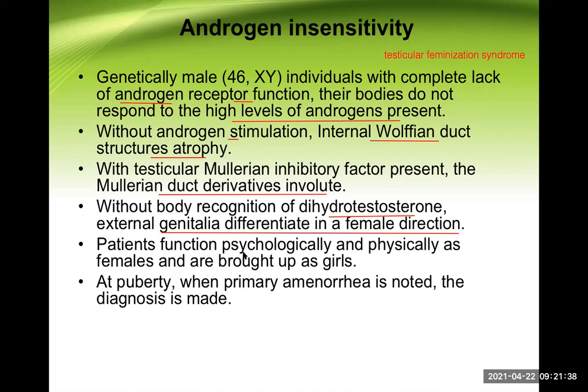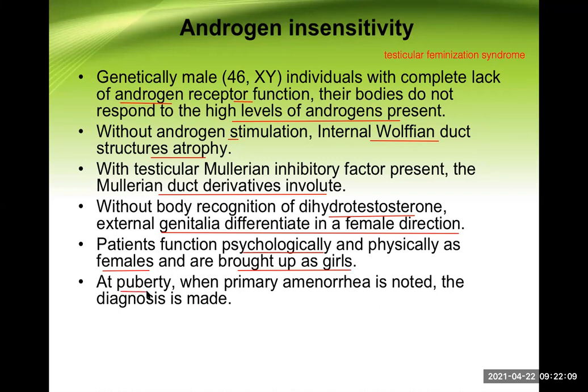Patients function psychologically and physically as female, and they are brought up as girls by the family because the external genitalia looks like female, and their overall behavior is a bit like female as well, because the male hormone is not acting at all. And of course, there is a little bit of female hormone present inside the male body also. So that hormone will take over now, and a bit of the features will be like female.